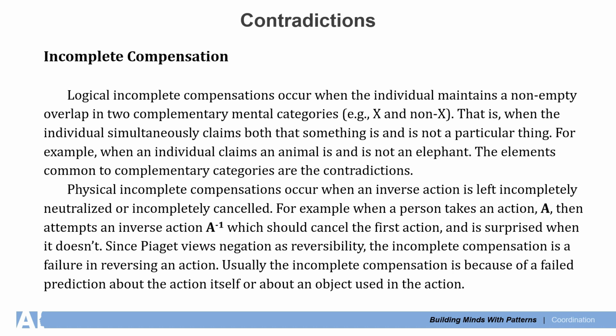Physical incomplete compensation occurs when an inverse action is left incompletely neutralized or incompletely canceled. For example, when the person takes an action A, then attempts an inverse action A^-1, which should cancel the first action, and is surprised when it doesn't. Since Piaget views negation as reversibility, the incomplete compensation is a failure in reversing an action. Usually the incomplete compensation is because of a failed prediction about the action itself or about an object used in the action.